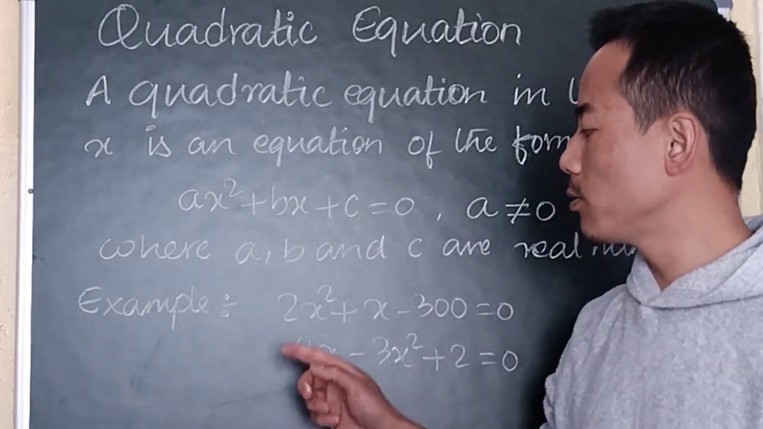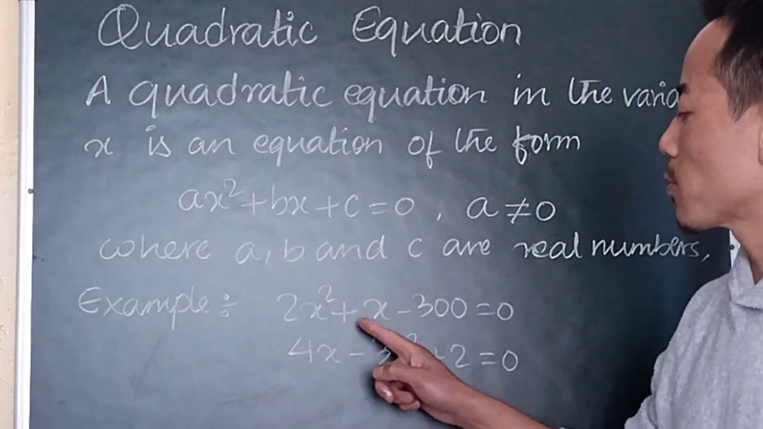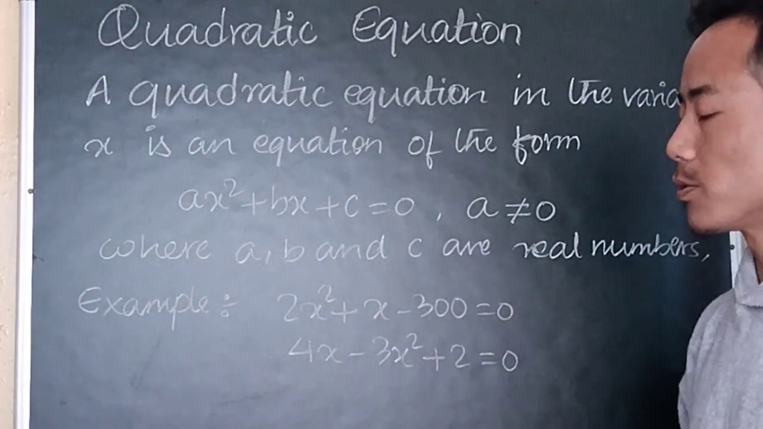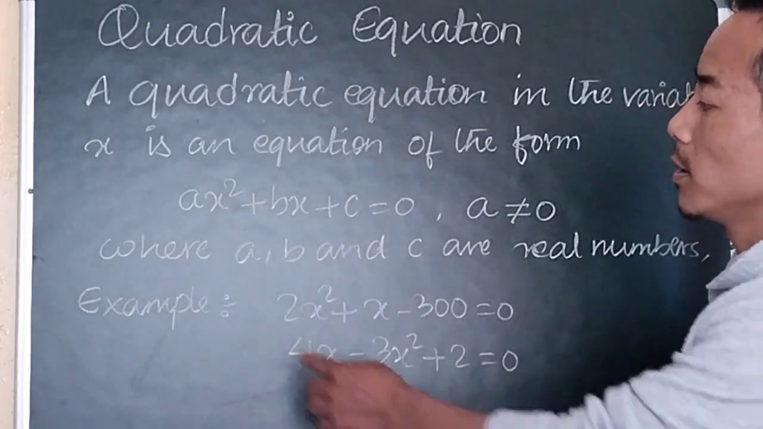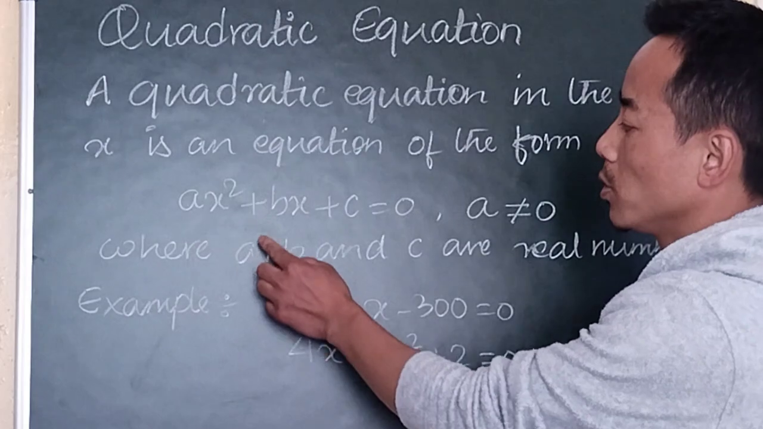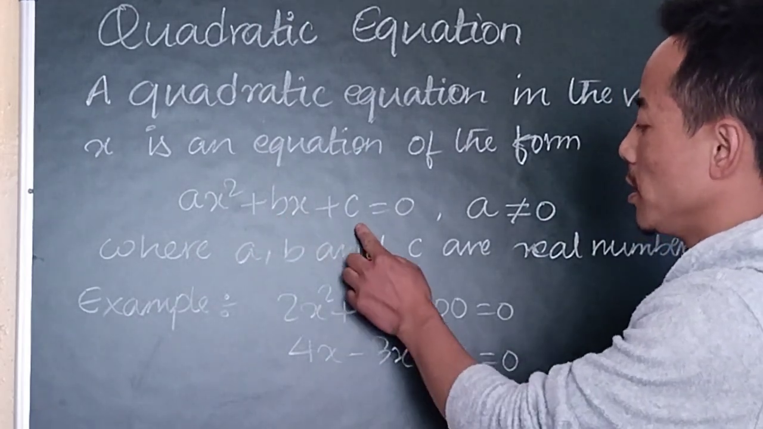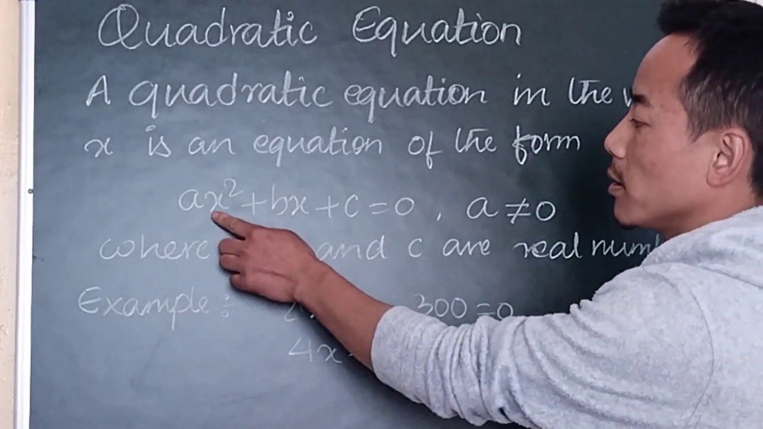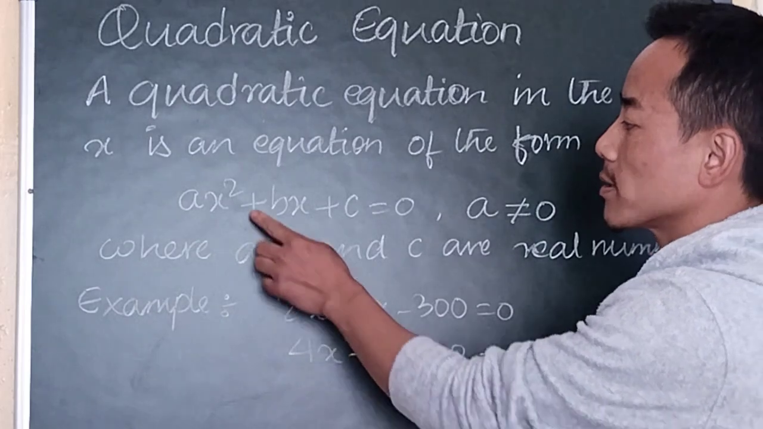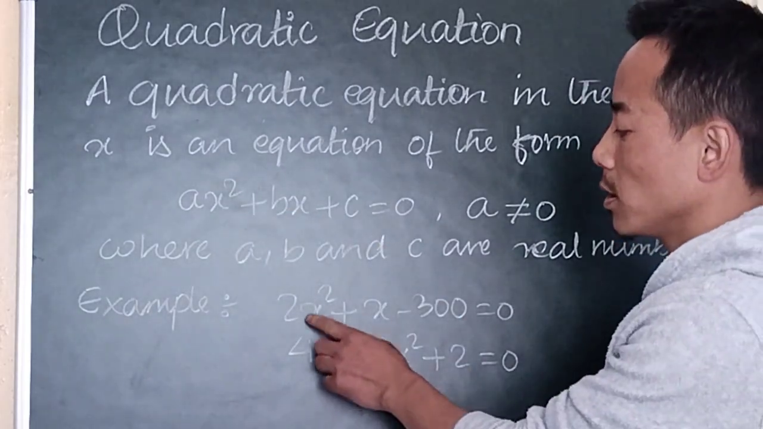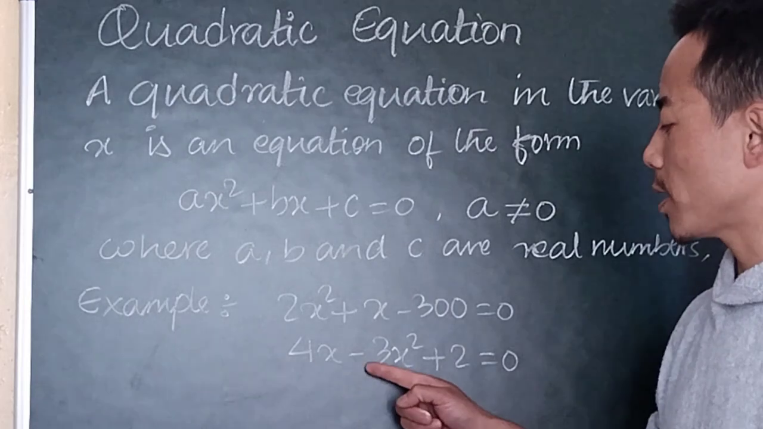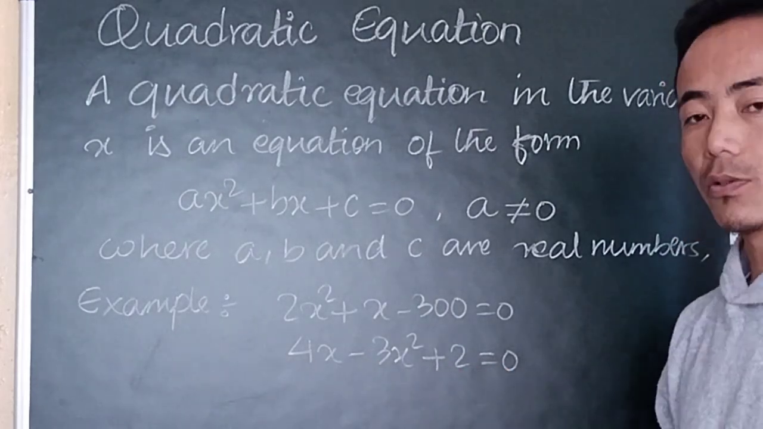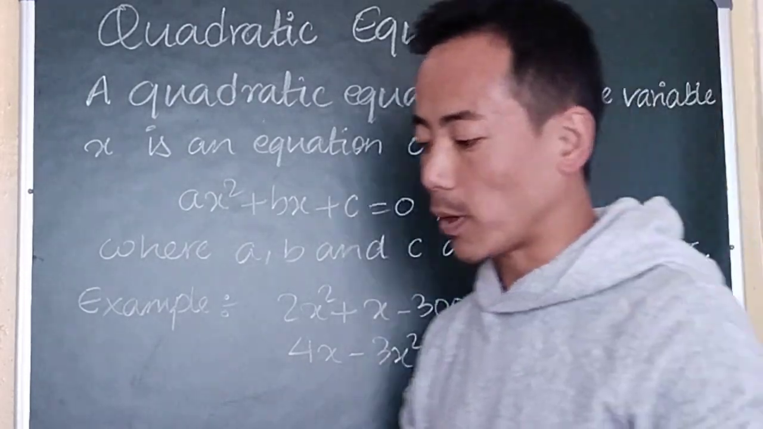For example, you can look at these two equations. 2x squared plus x minus 300 equals 0. If you compare this equation with this one, then a here is 2, b here is 1, c here is minus 300, and the power you can see for the variable x is 2. So this is a quadratic equation. Similarly here in the second we have 4x minus 3x squared plus 2 equals 0. This is also a quadratic equation.